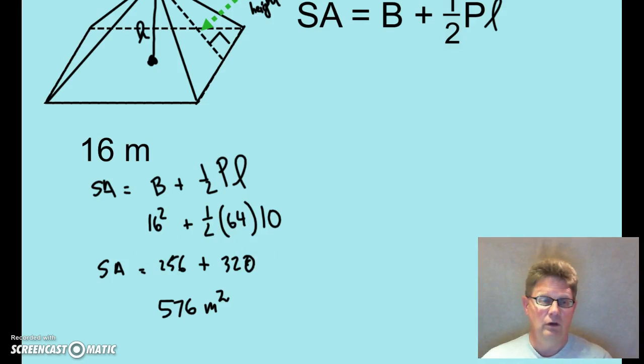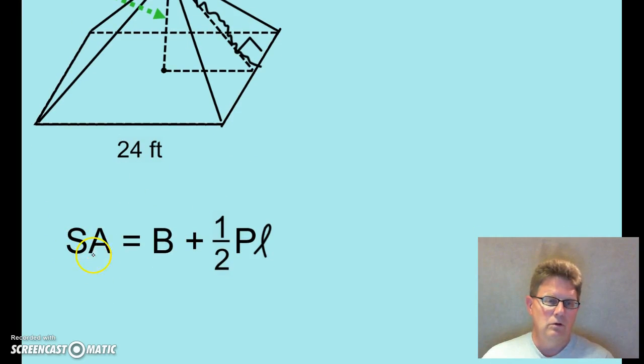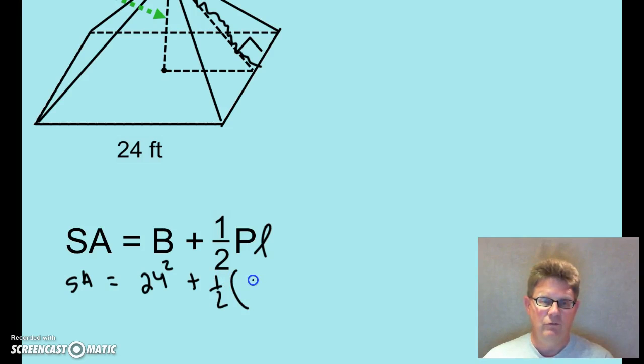And yes, it could possibly get harder than that. Next example, please. Once again, not always am I going to tell you what the slant height is. The slant height is this thing right here. So, surface area equals area of the base, that's a square, plus 1/2 times the perimeter, which is going to be 4 times 24, 96. And now for the slant height.